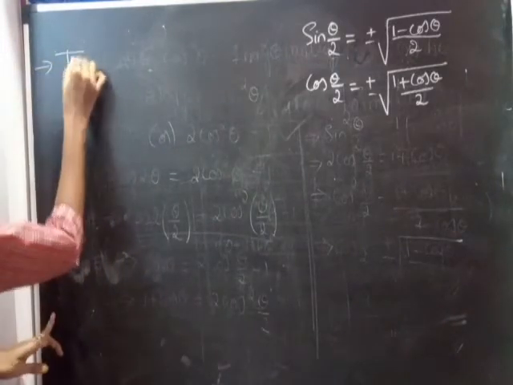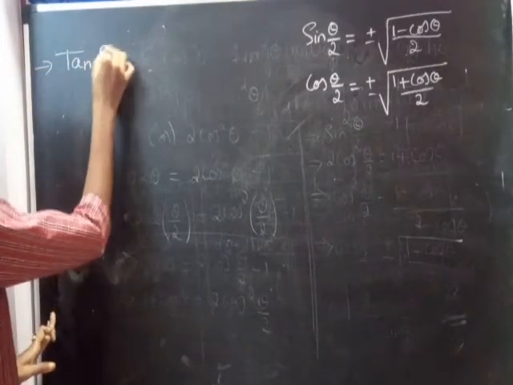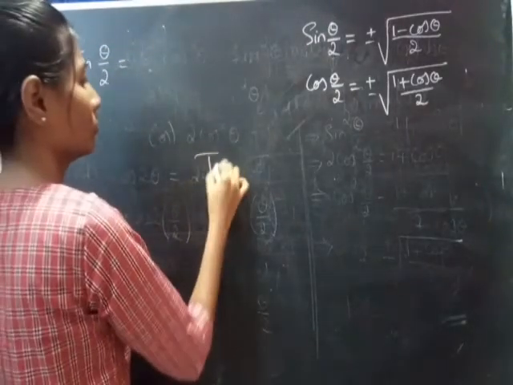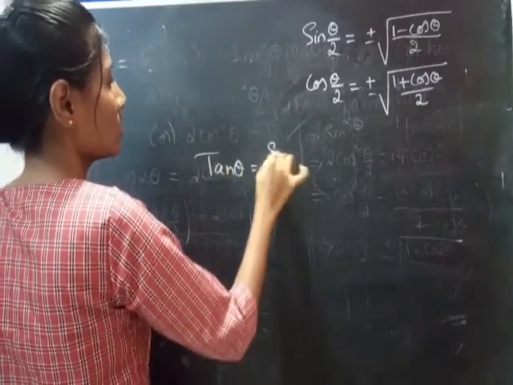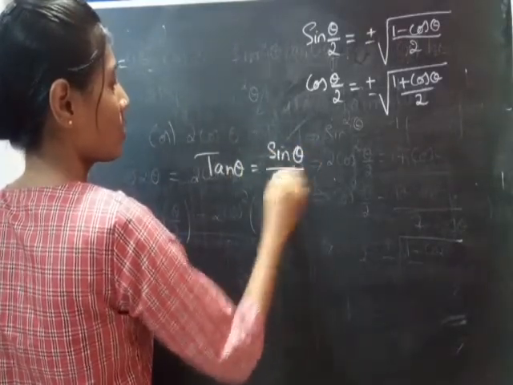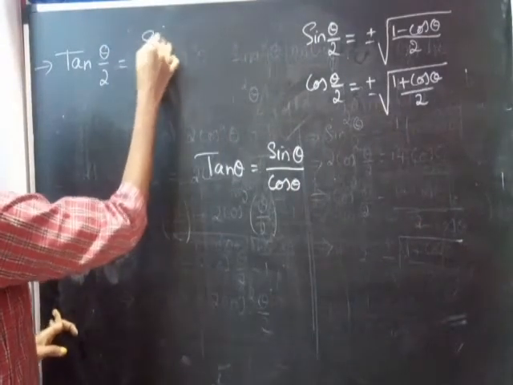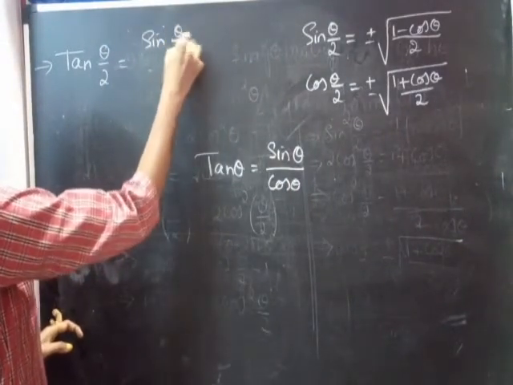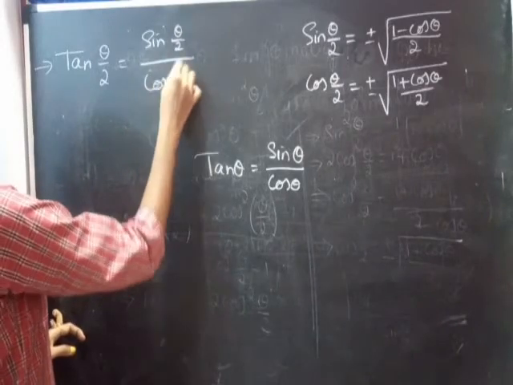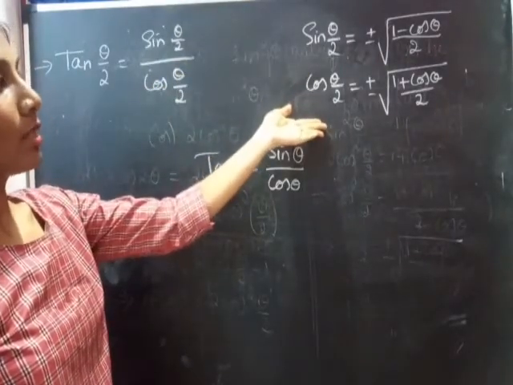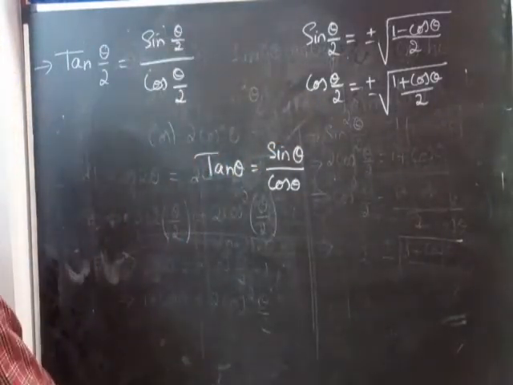Third one. Tan theta by 2. We know that tan theta is equal to sin theta by cos theta. So tan theta by 2 will be sin theta by 2 by cos theta by 2. Since you have the formulas for sin theta by 2 and cos theta by 2, you can apply them.